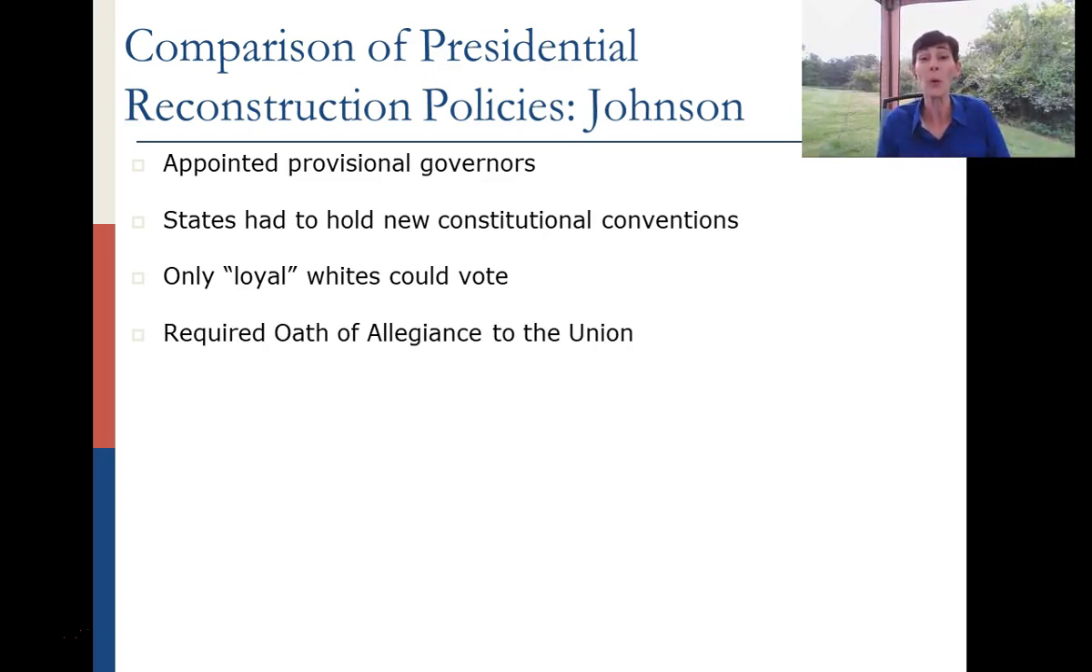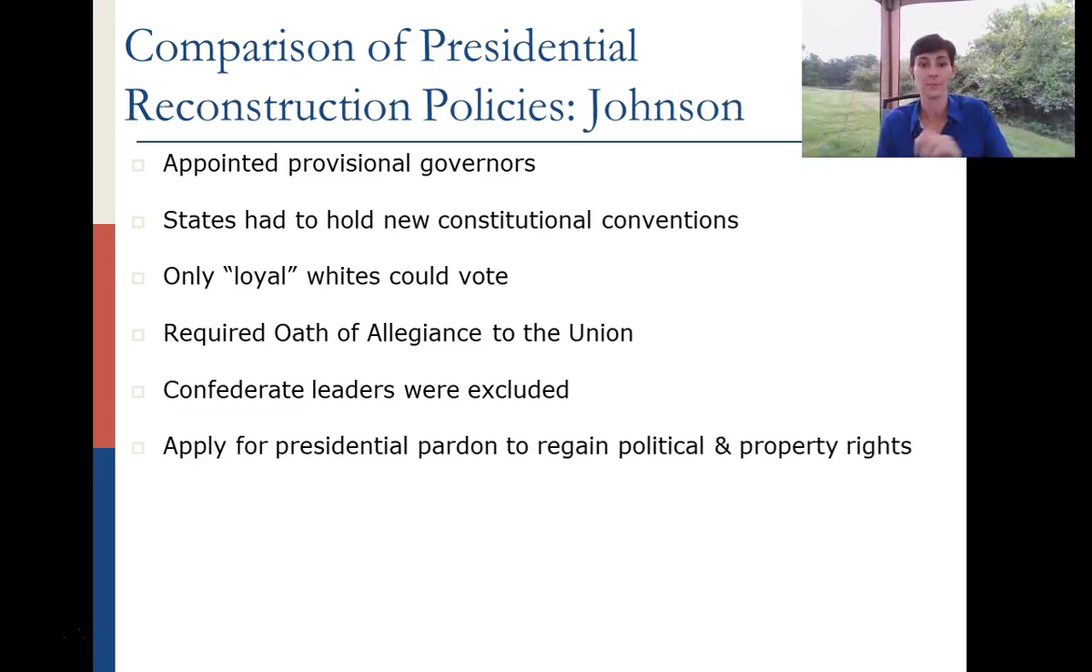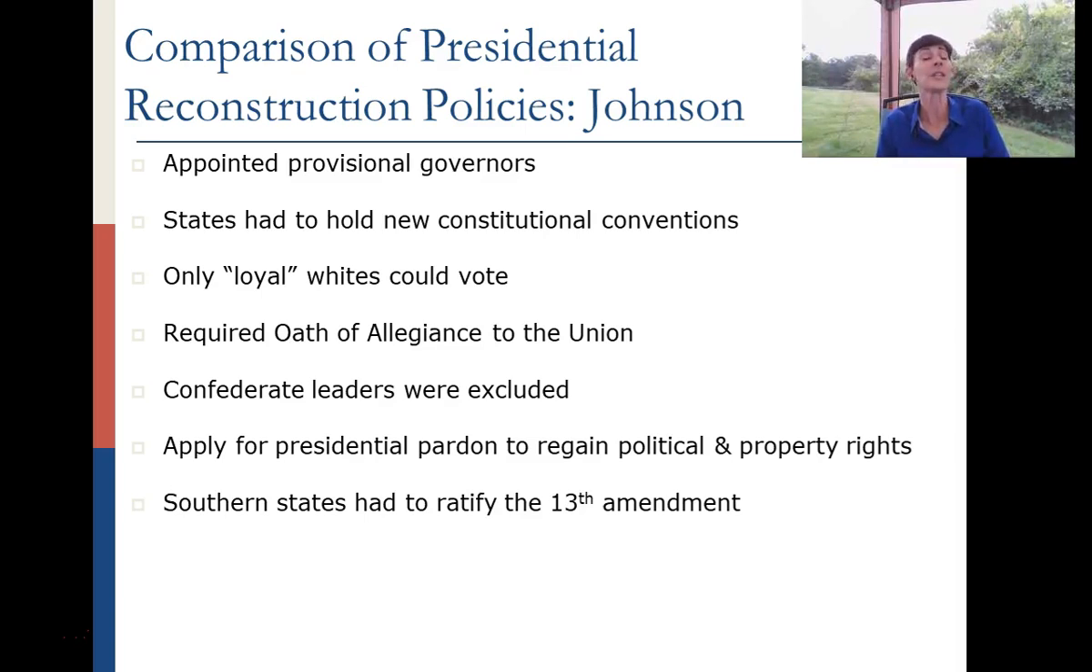He required an oath of allegiance to the Union. Confederate leaders were completely excluded from this reunification and from being allowed to rejoin the Union and from amnesty. You had to directly apply for a presidential pardon to regain any political and property rights. Southern states had to ratify the 13th Amendment, which officially banned slavery. They had to repudiate the national debt.